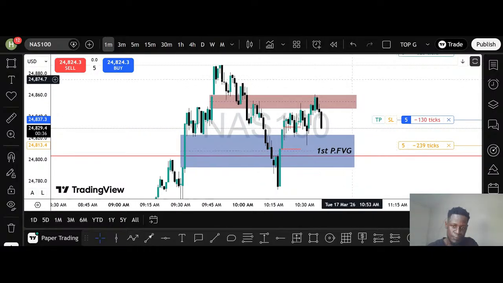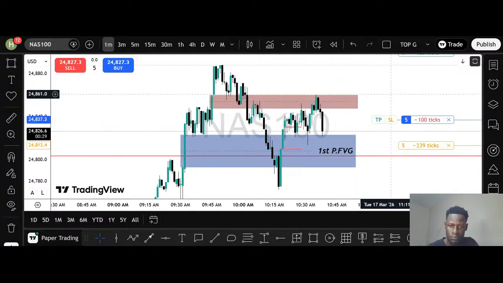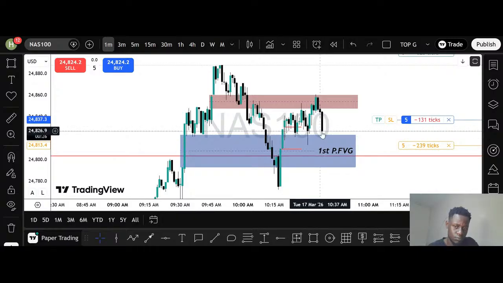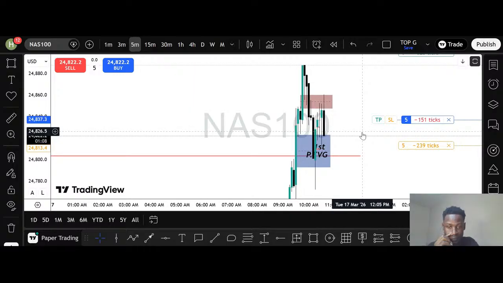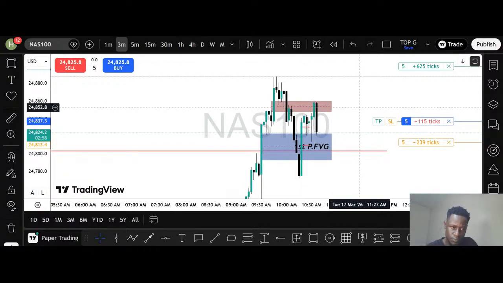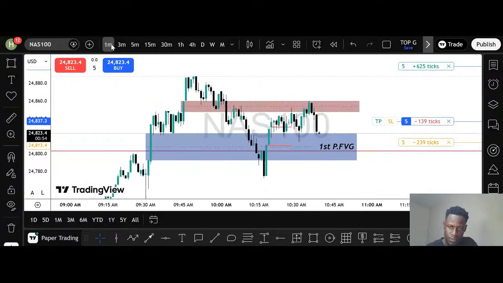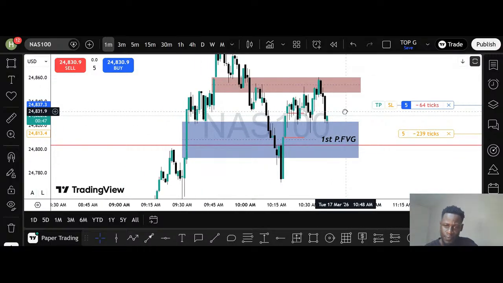So this level is holding. So if it decides to take out this low, then might as well just take me out. So it's kind of coming for my stop. So that was it.